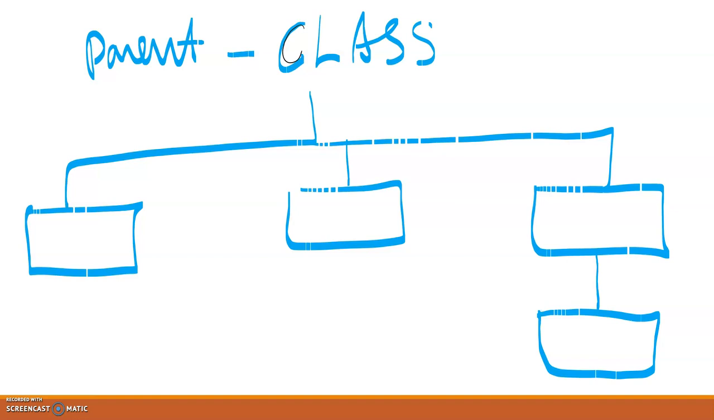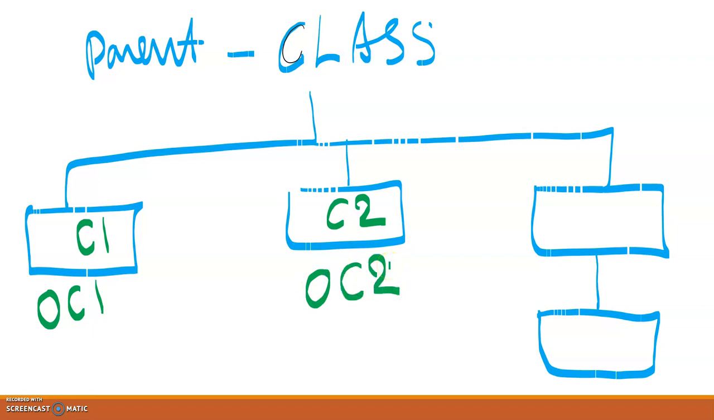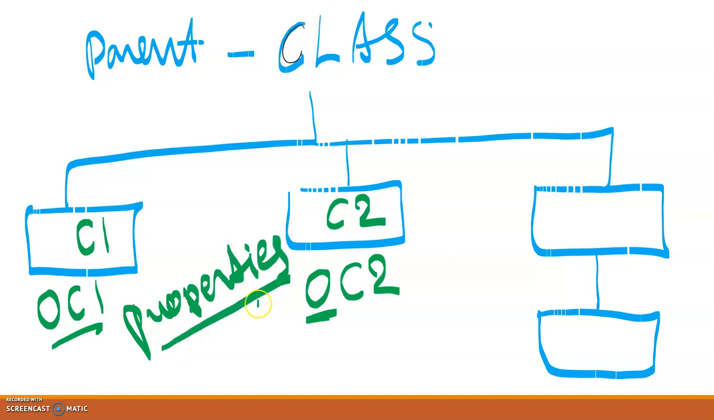Now your job is to identify the objects. If I say that this is my class 1, then this class 1 must have one object, OC1, right? And if I say here it's a class 2, then this may have the OC2 object. This is just an example, right? And each object has some properties or attributes, right? Just mention all the properties along with the values. All that you can display in the object diagram.